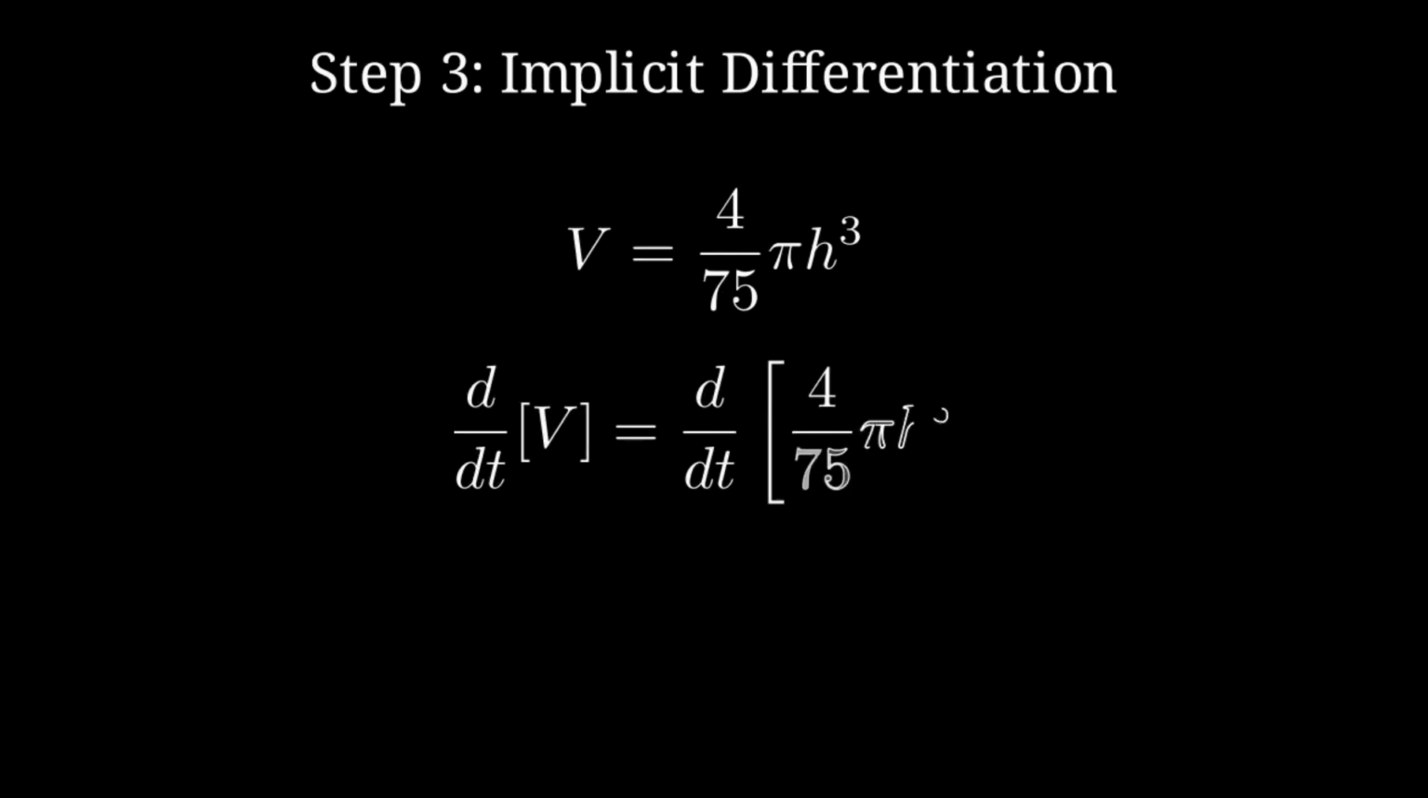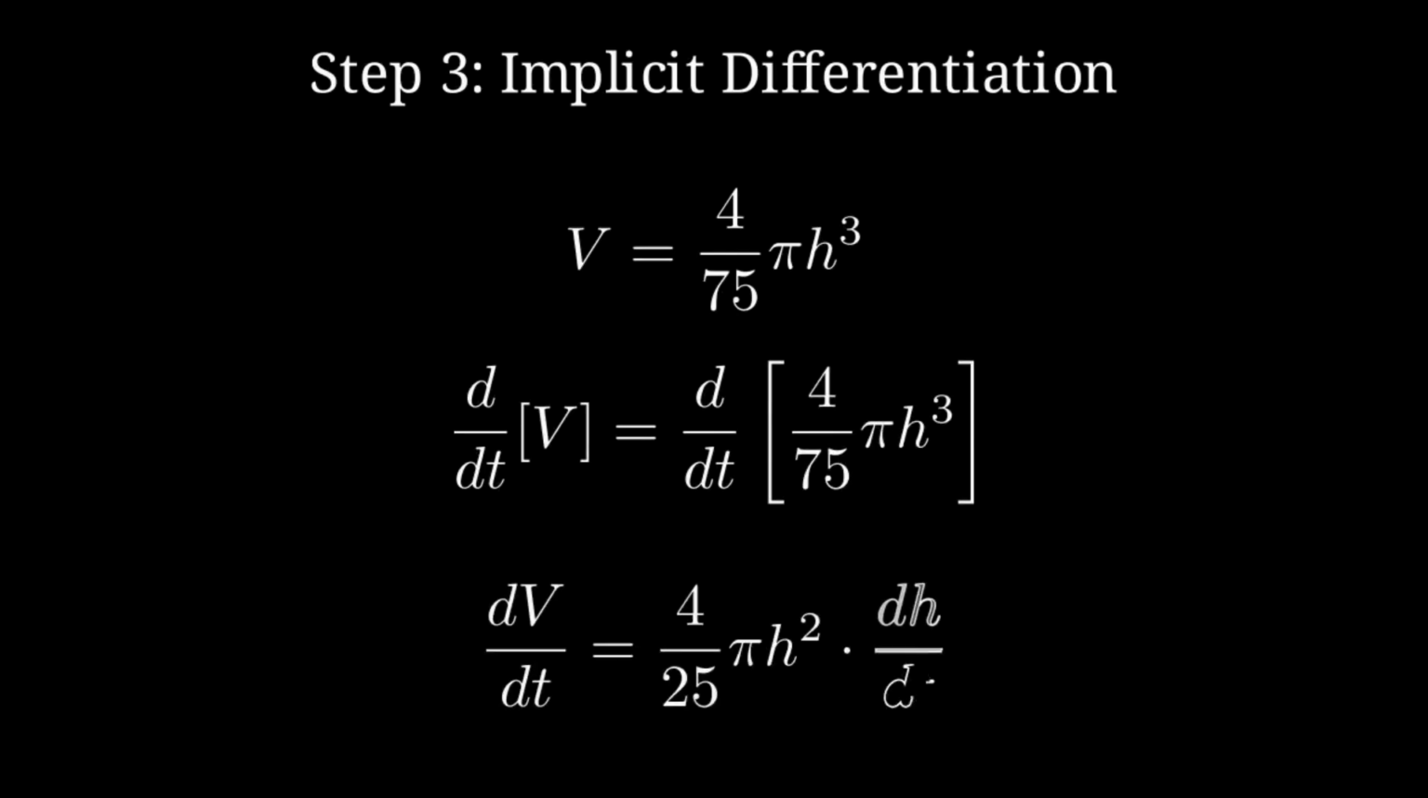Next, we differentiate both sides with respect to time t. The derivative of V is dV over dt. On the right side, we use the power rule on h cubed, which gives us 3h squared, and we apply the chain rule by attaching the dh over dt. After simplifying the constants, we have a clean equation relating our two rates.